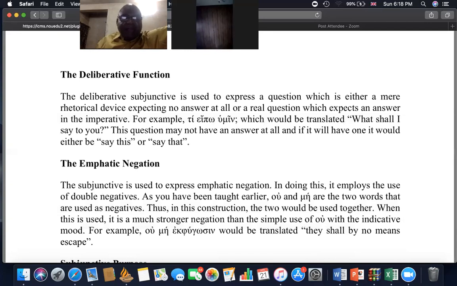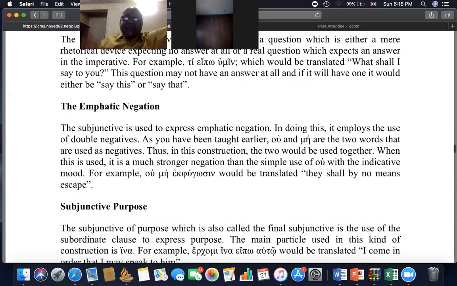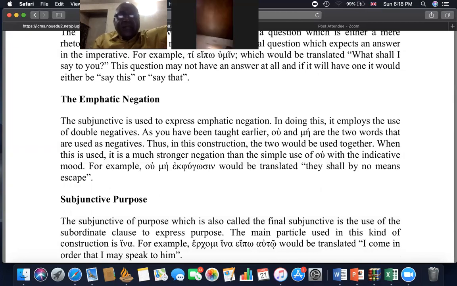Now you have the emphatic negation. The subjunctive is used to express emphatic negation, and when it does this, it brings two negative particles together. Remember that ou is a negative particle of the indicative. Then mē is the negative particle of the subjunctive mood. So in the subjunctive, the two usually are brought together.